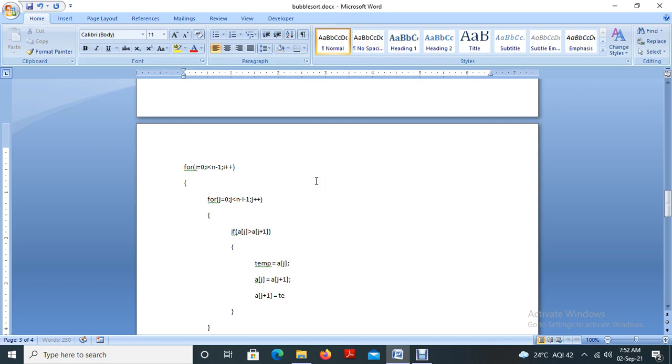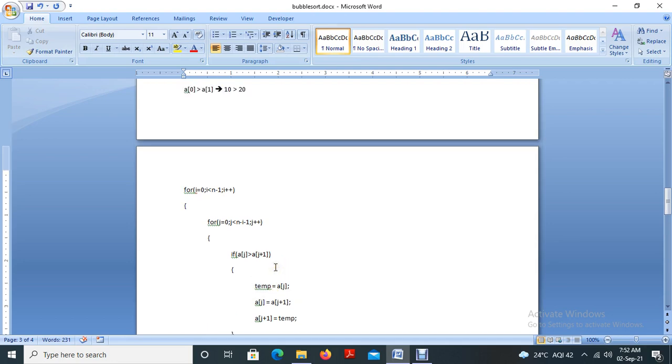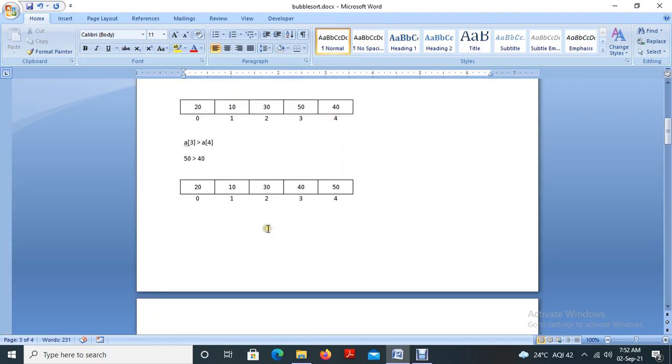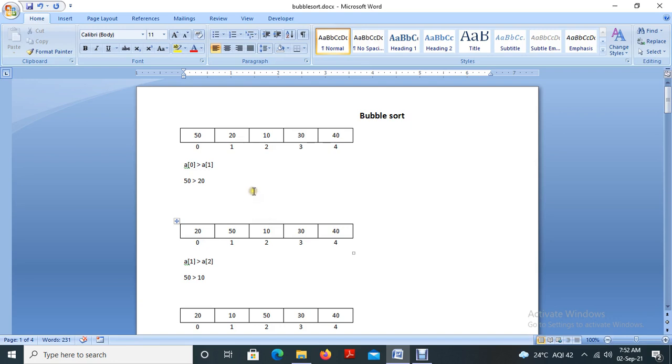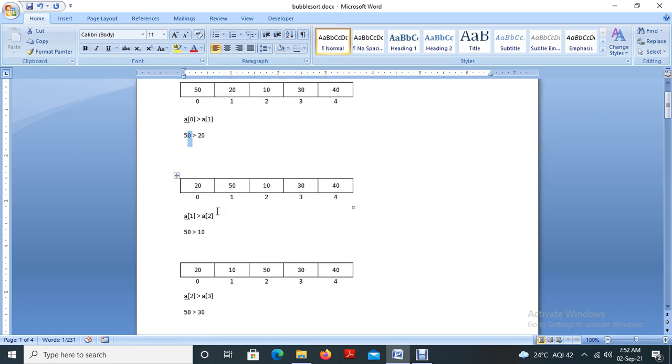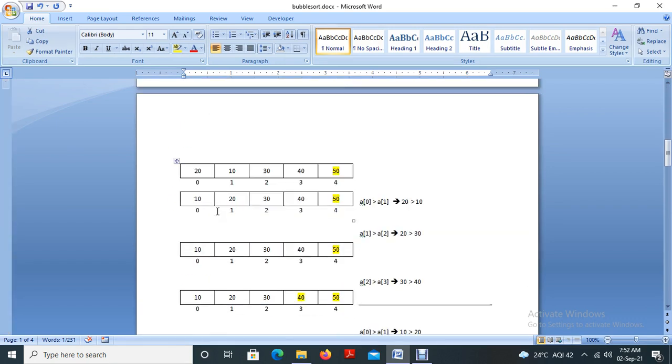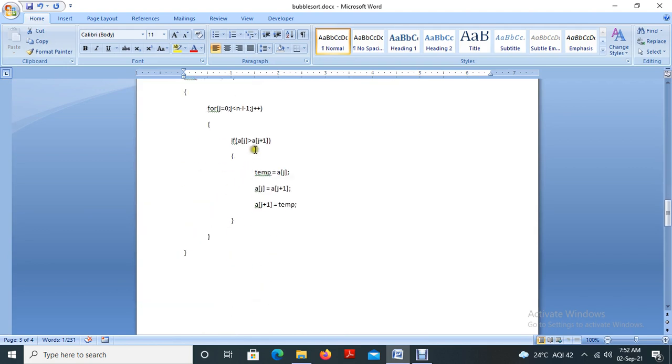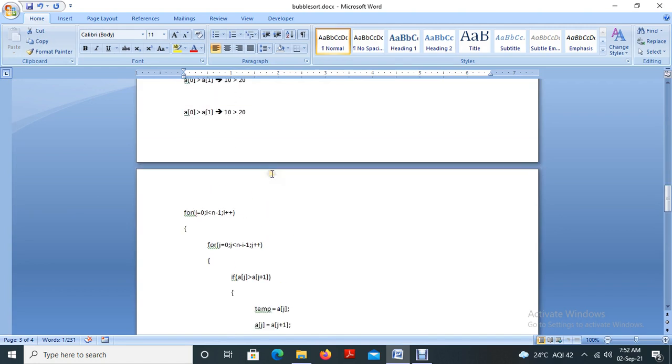So initially the value in a of j is assigned to the temporary variable, so that value is safe. In our first case, what is that? A of 0 greater than a of 1. So a of 0 is 50. 50 greater than 20, condition true. If the condition is true, we have to do the interchange operation. So for that, temp is an integer variable, so we have to declare it.